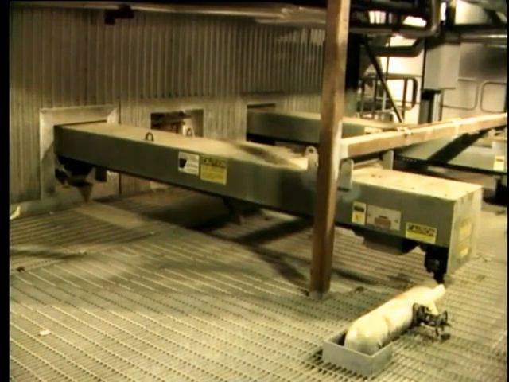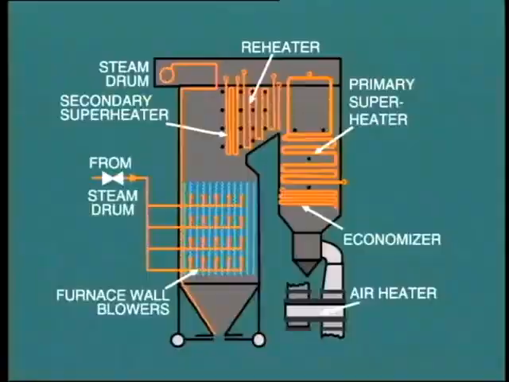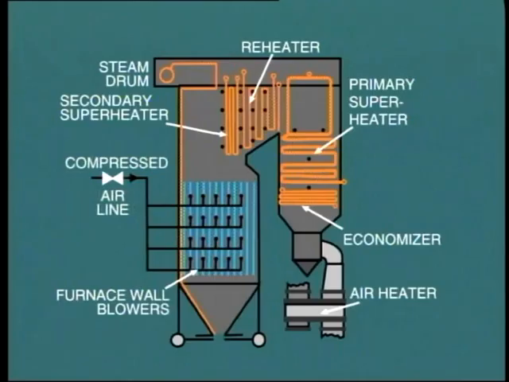Where does the steam come from for soot blowing? Well, this may be saturated steam from the steam drum, but on some installations, steam from the primary superheater outlet is used. In many installations, compressed air is used instead of steam for soot blowing.